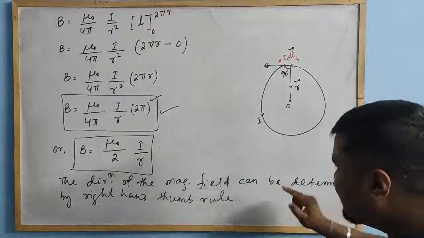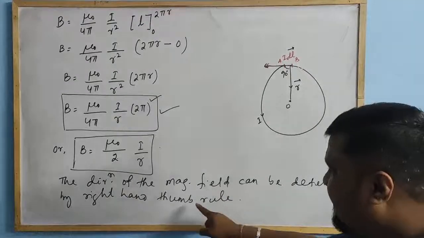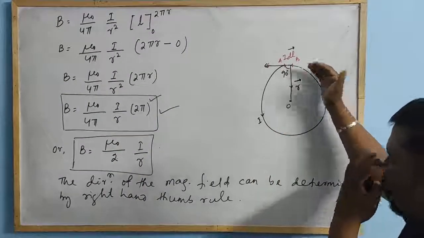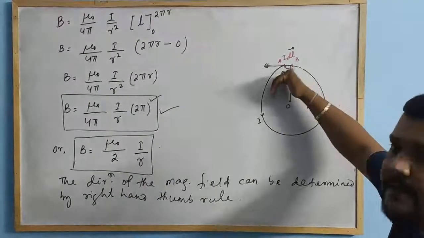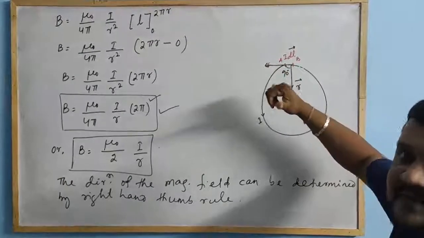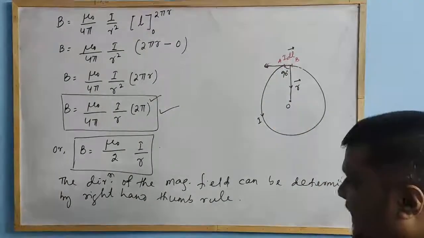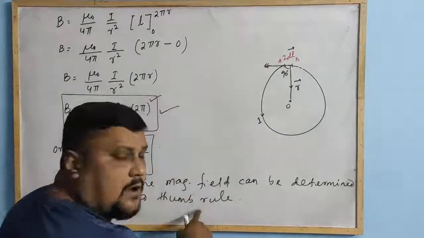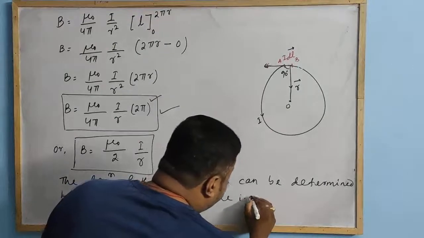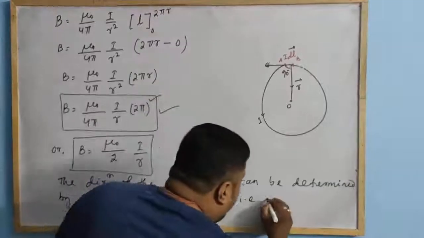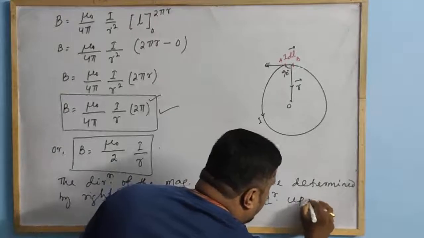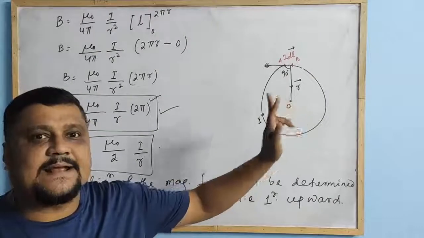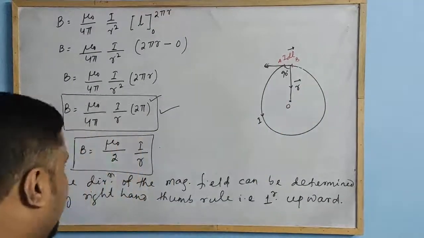Right? So what in this case? The direction of the magnetic field can be determined by the right hand thumb rule. In this case, curl the fingers in the direction of current, then the thumb gives you the direction of magnetic field. So I can write the direction of the magnetic field is perpendicular upward. In this case, it is perpendicular upward.